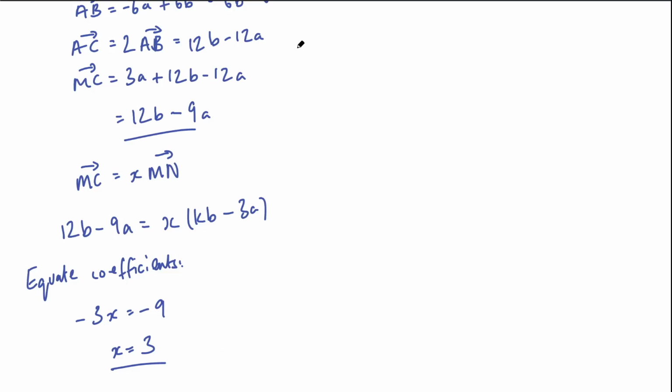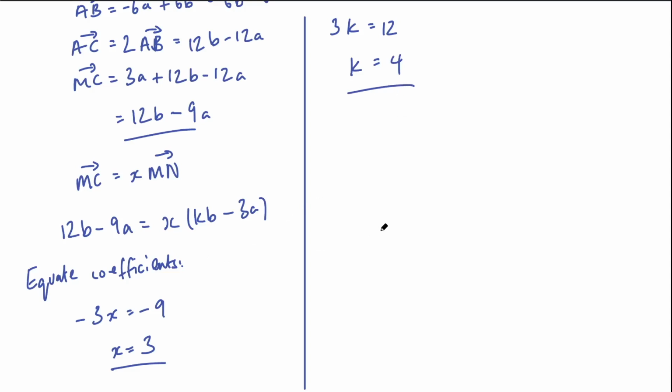And then let's go up here. We can say we know x now. So the coefficients of b on the right hand side here are xk. They need to equal the coefficients of b on the left hand side. So xk needs to equal 12. We know x actually, so I should have written 3k equals 12. So therefore k must equal 4. And that's your final answer for this question, k equal to 4.